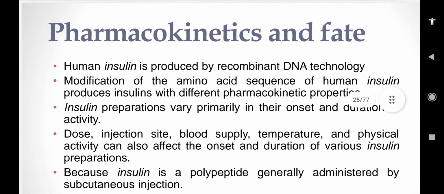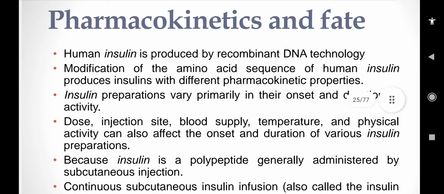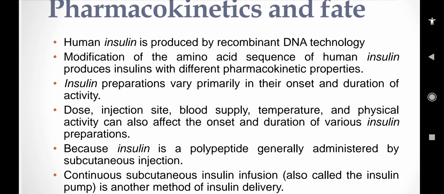Then pharmacokinetics and fate: human insulin is produced by recombinant DNA technology. Obviously, modification of the amino acid sequence of human insulin produces insulin with different pharmacokinetic properties. Insulin preparations vary primarily in their onset and duration of activity. Dose, injection site, blood supply, temperature, and physical activity can also affect the insulin preparation.